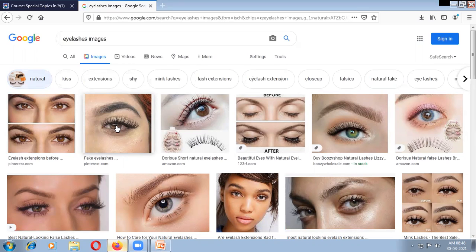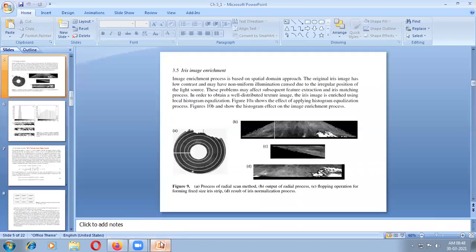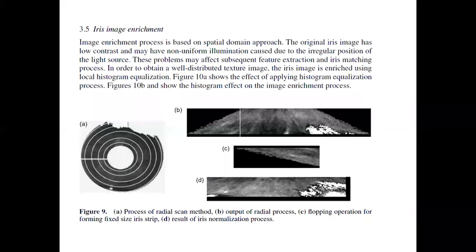two muscles control your iris, which we discussed in the challenge response test. We already know how to do the challenge response test in chapter 4 to find the genuineness of the iris. For that reason, these problems may affect the subsequent feature extraction process and the matching process also. In order to obtain a well distributed texture image, the iris image is enriched using local histogram equalization.